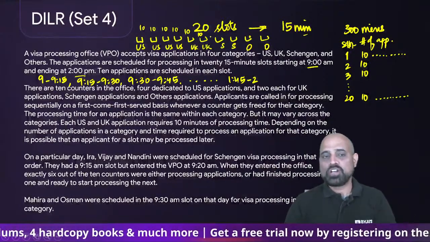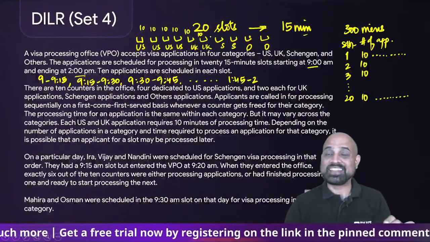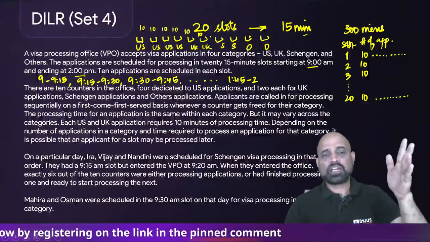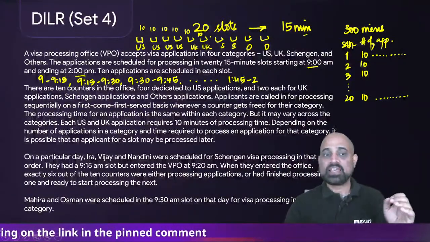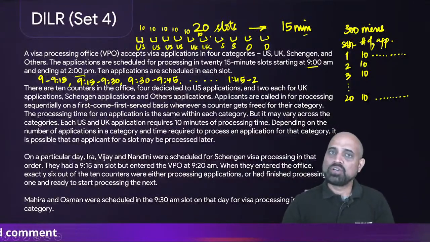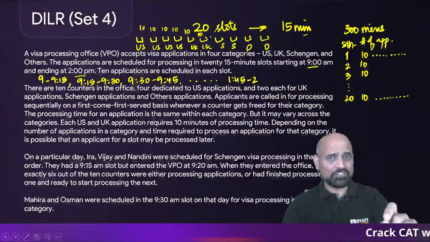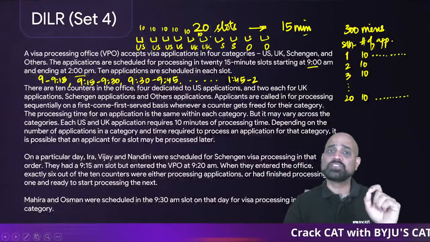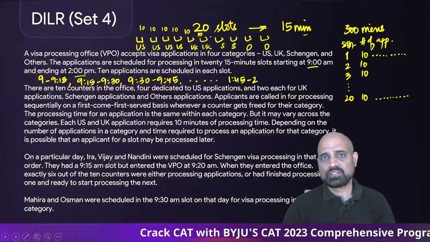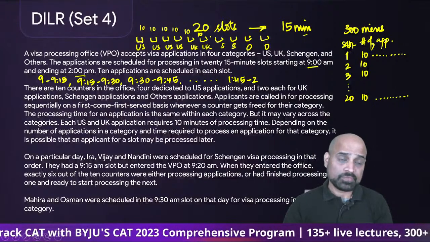Next. On a particular day, Ira, Vijay and Nandini were scheduled for Schengen visa processing in that order. So Ira का पहले होना है, फिर Vijay का होना है, फिर Nandini का होना है. They had a 9:15 AM slot. Now this is confusing. इनका 9:15 AM slot का मतलब क्या है? Because it is given very clearly that people are served as first come first serve. तो ये टाइम का स्लॉट क्या है? अगर टाइम स्लॉट है तो first come first serve की क्या बात होती है इधर, right?